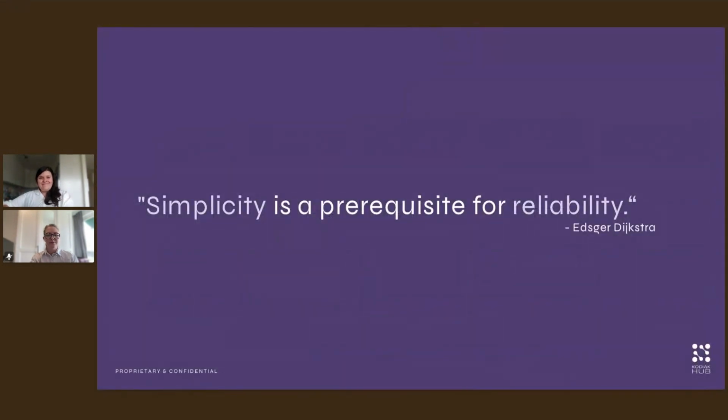Good. Just to finish it up. This is a quote we really enjoy here at Kodiak by, I believe, a Dutch mathematician. Simplicity is a prerequisite for reliability, and having reliable data is certainly a prerequisite for making more informed decisions down the road.